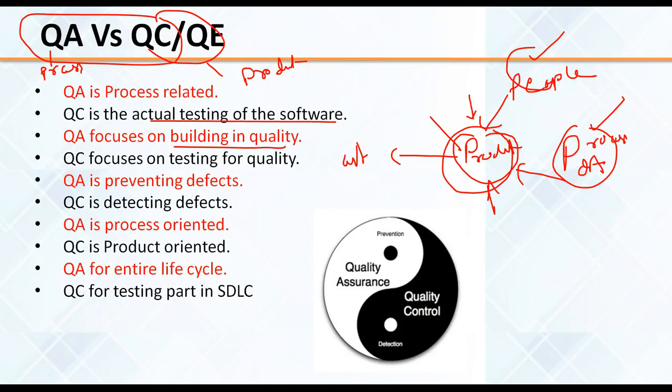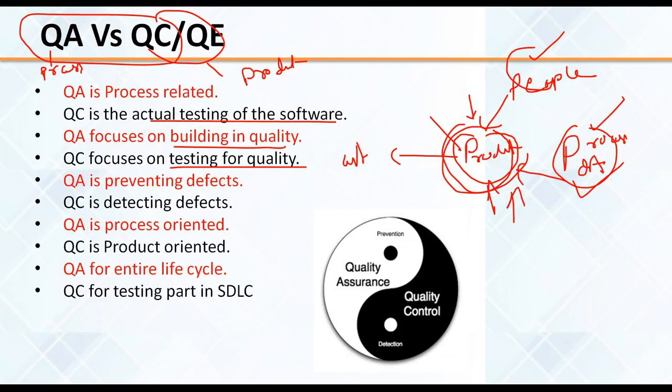QC focuses on testing for quality. So there is a lot of difference between these two terms. Building in quality is different, testing for quality is different. Building in quality means if you want to produce the quality product, we should follow this process. And testing for quality is if we want to produce the product as a quality, we should do certain kinds of testing.